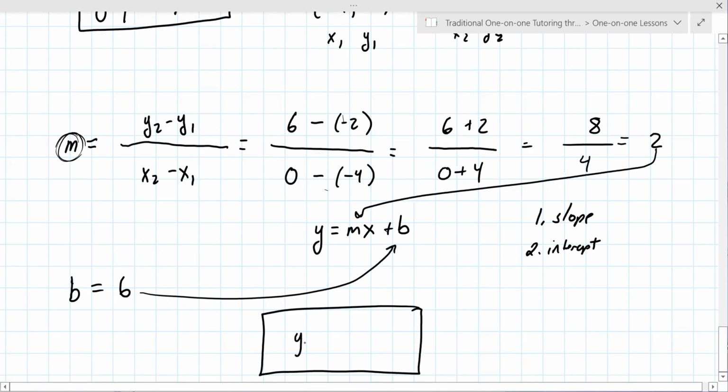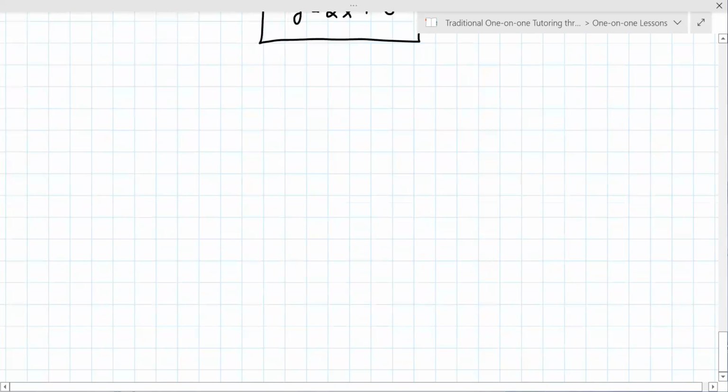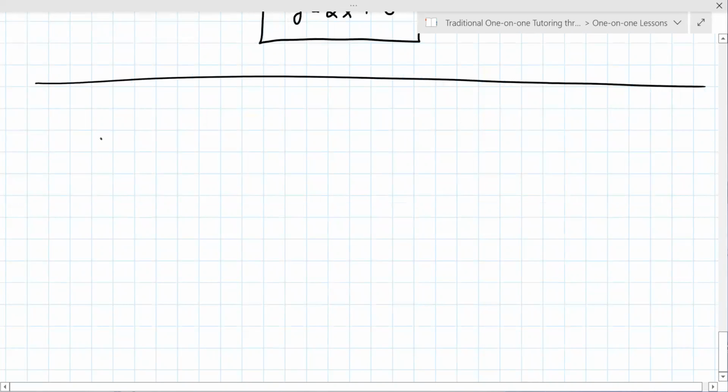Y equals 2x plus 6. Good. All right, let's do another one. X, Y. Change this up just a little bit here. Let's go.